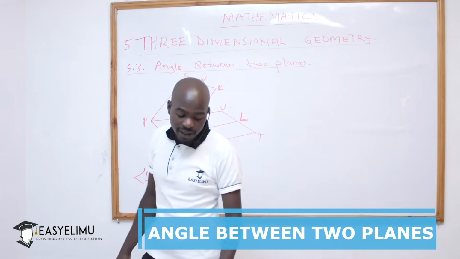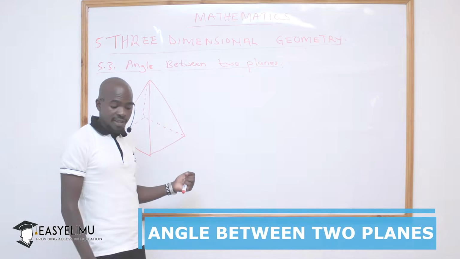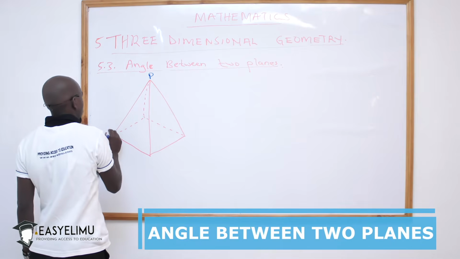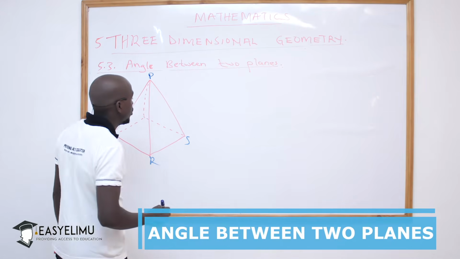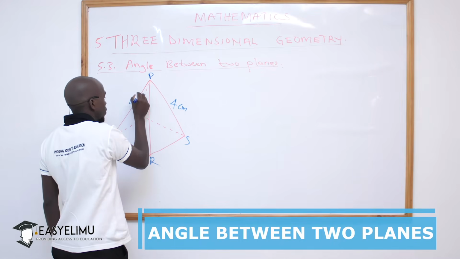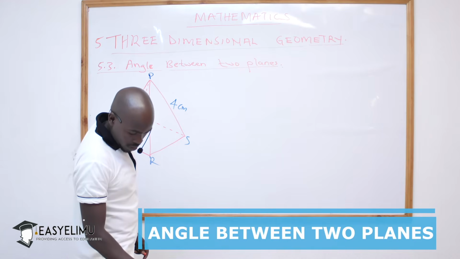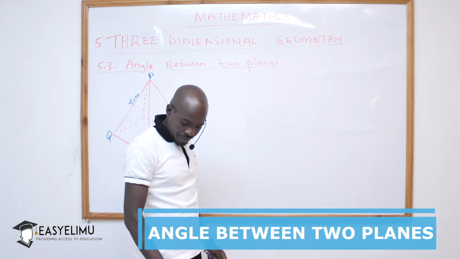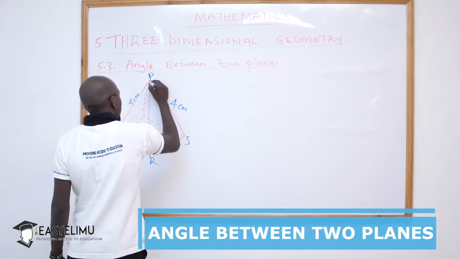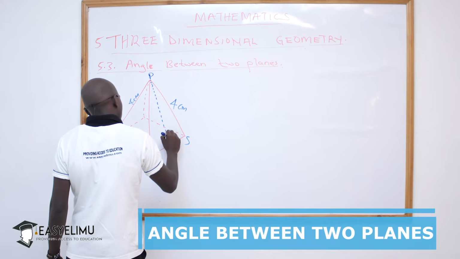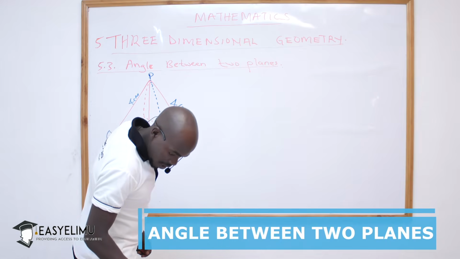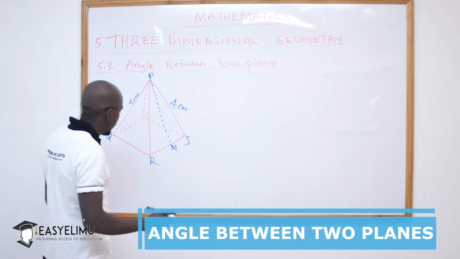We shall see an example as follows. Let's consider this example: PQRS of a tetrahedron of 4 centimeter side each, and having line PM here, and we also have QM.